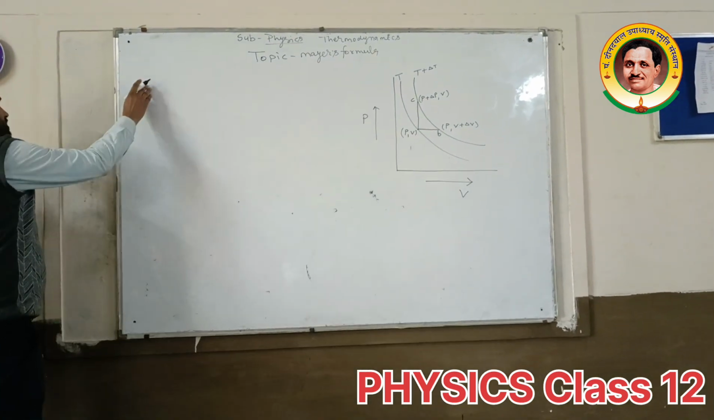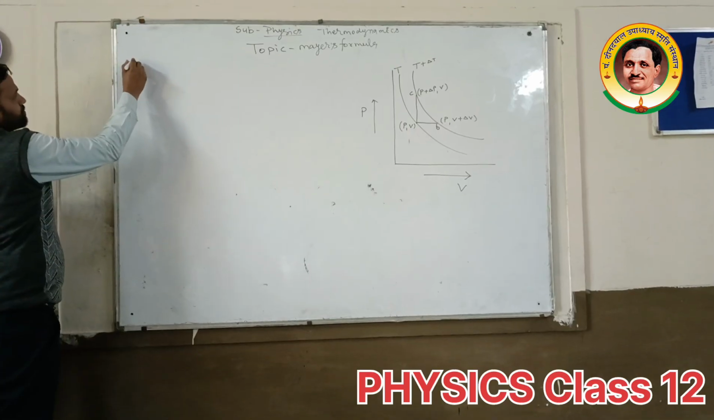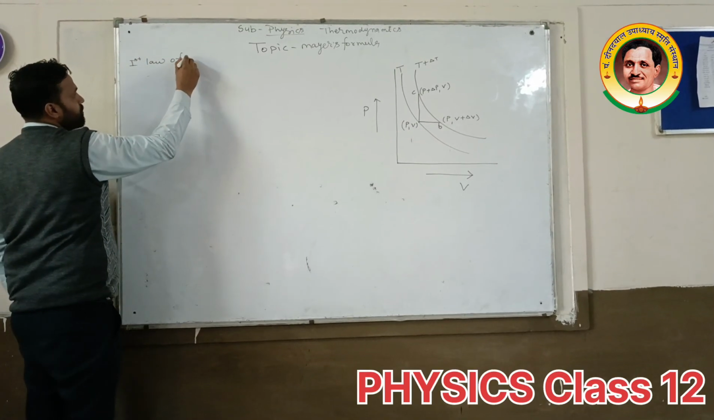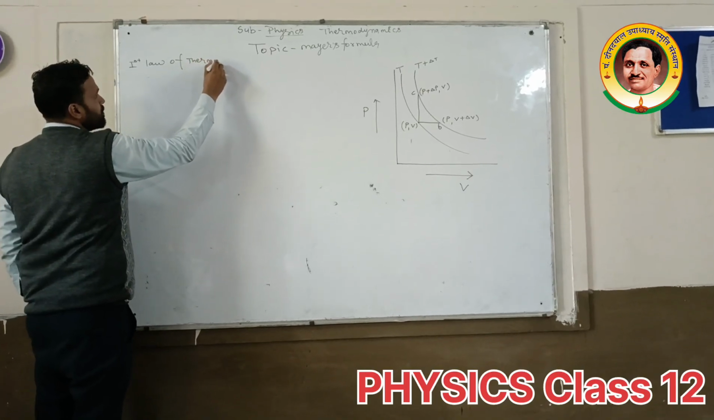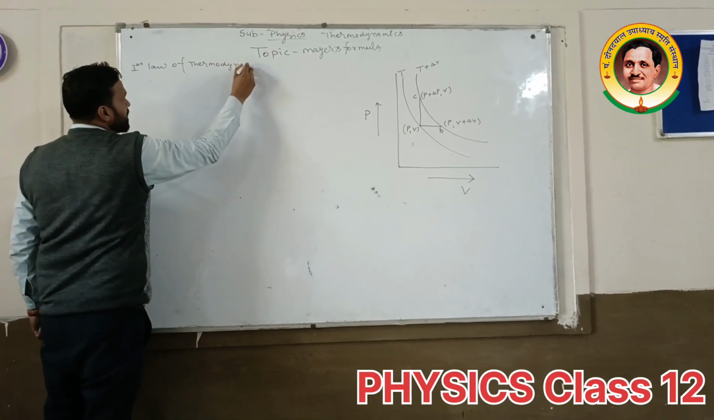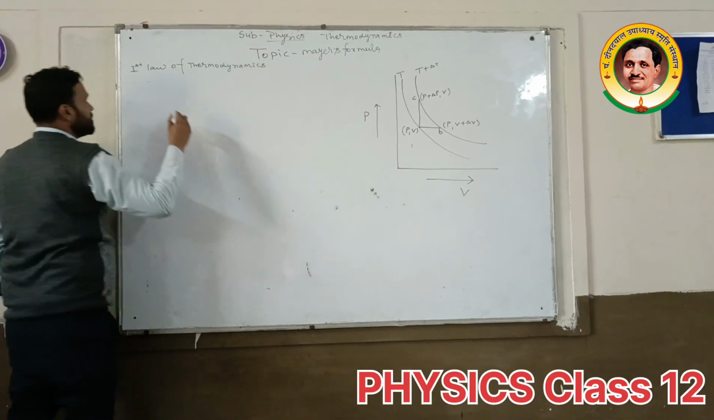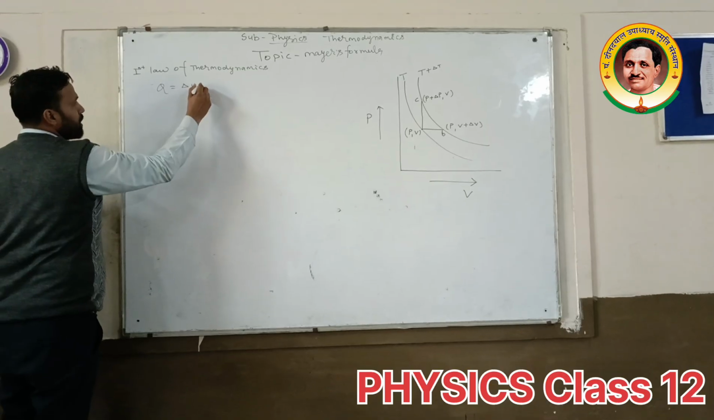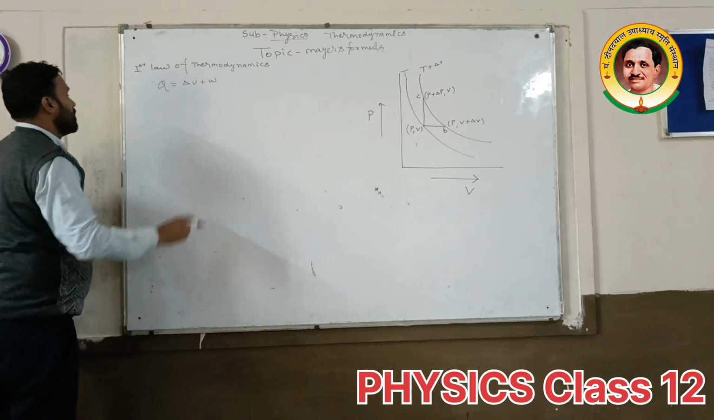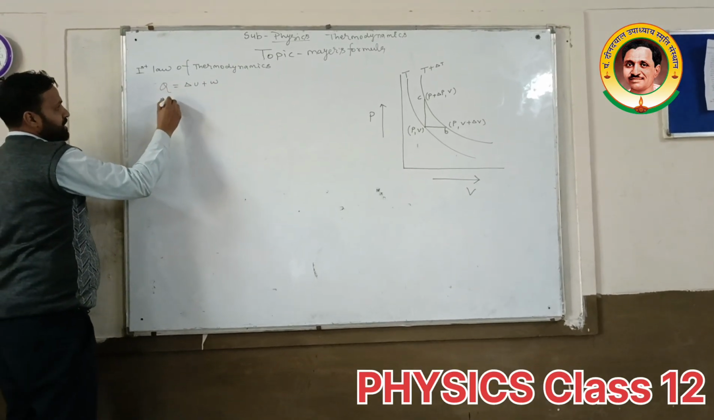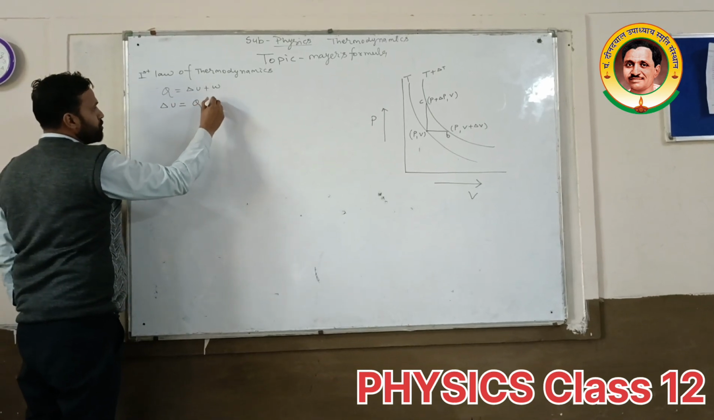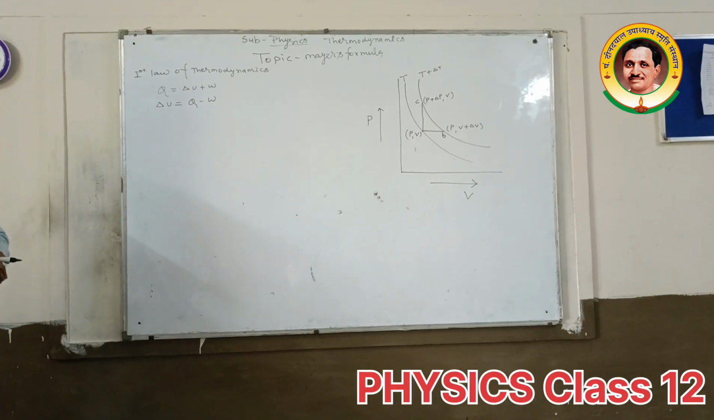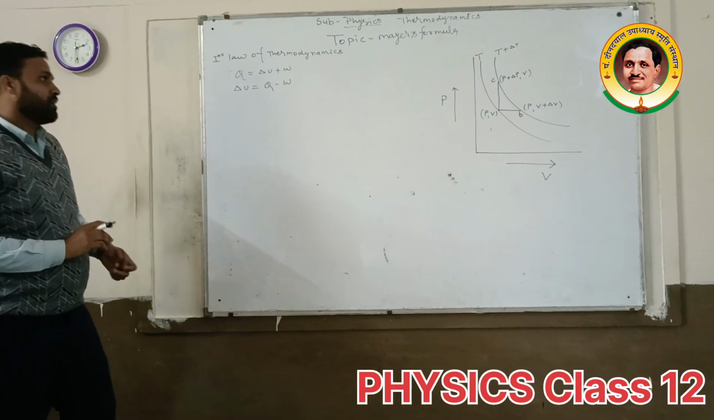We have discussed the first law of thermodynamics. First law of thermodynamics is Q equals delta U plus W. From here we can write delta U equals Q minus W, where delta U is the increase in internal energy.